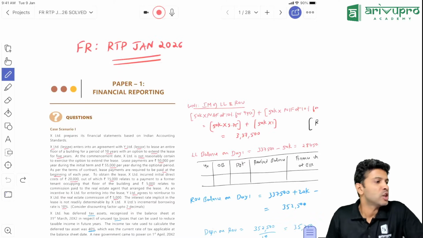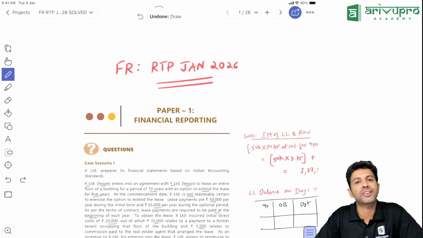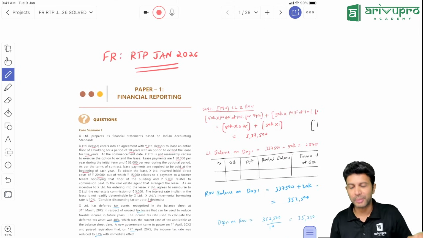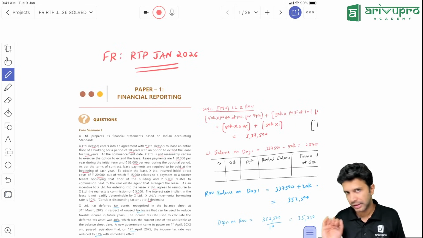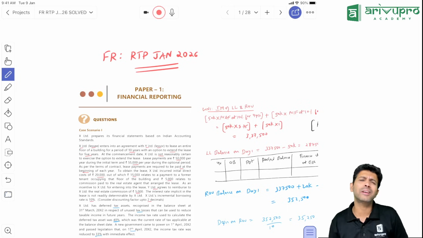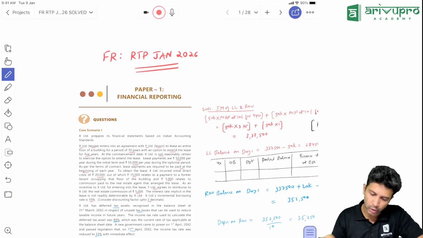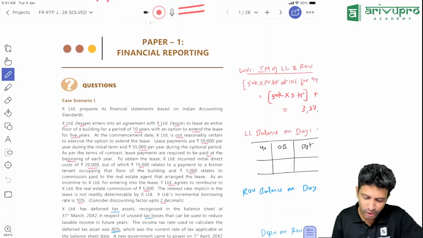Hello people, so let's quickly review RTP Jan 2026 of our financial reporting paper. Overall good RTP. There are some new questions which have been introduced, so we will cover them. If it's a repetitive one, we'll not be doing that, only the new questions we'll be covering over here. Okay, without further delay, let's get started.